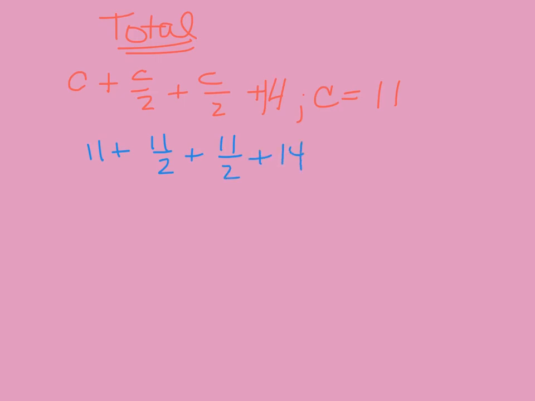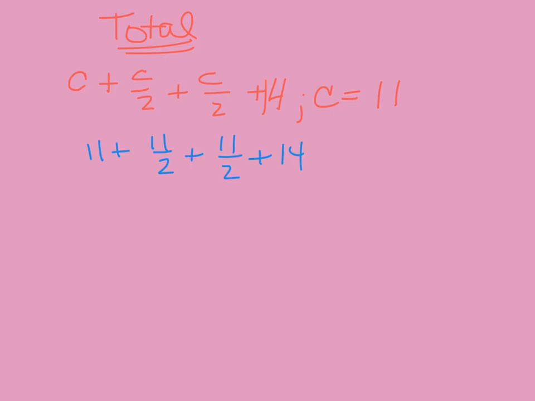So the expression we wrote for the total is C plus C divided by 2 plus C divided by 2 plus 14. And we know that C, of course, is equal to 11. I substitute in every time I see a C, I write an 11, so I've got 11 plus 11 divided by 2 plus 11 divided by 2 plus 14.